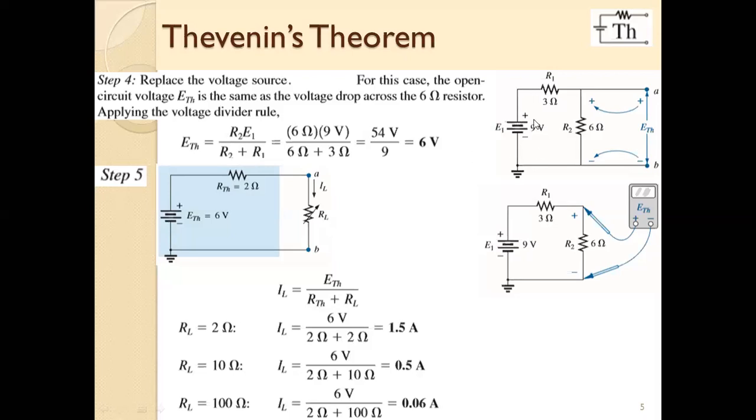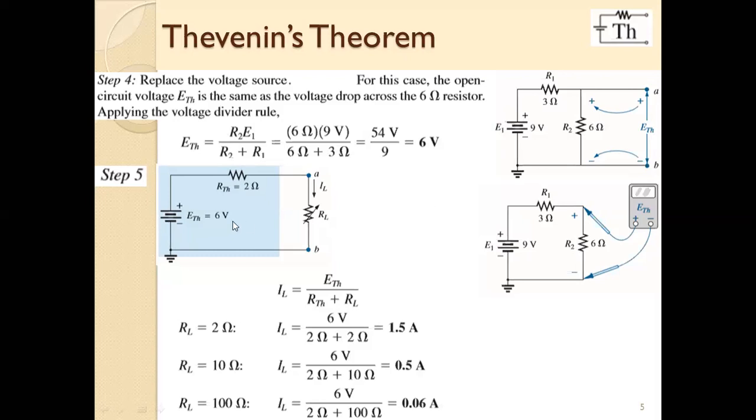For such a network, we can use the voltage divider rule to calculate this, and you will use any convenient method for any situation. So now you calculate the voltage over here. So you find out the ETH value. In the previous step, you calculated the RTH value.